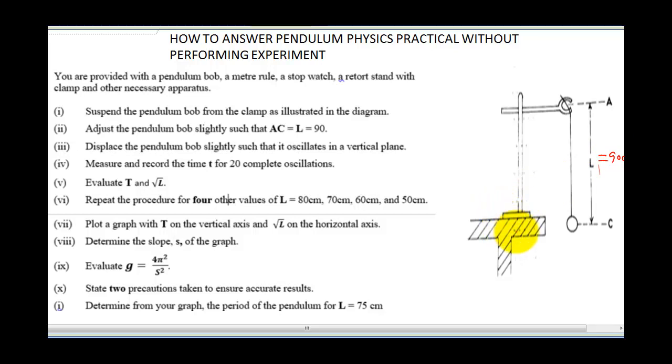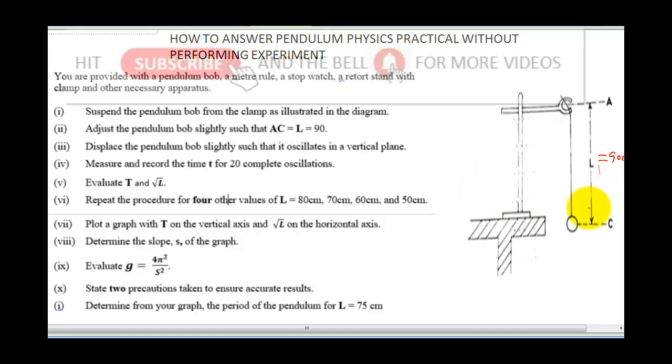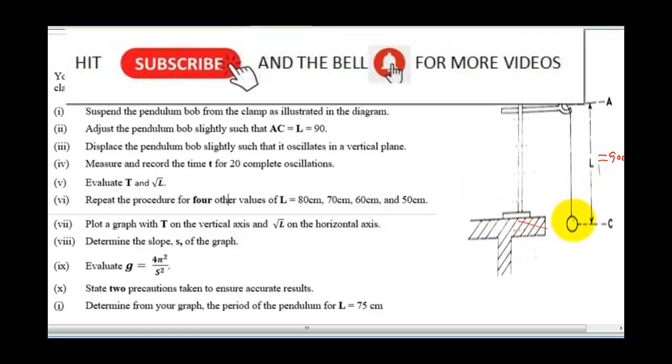What it means is: suspend the bob, then displace the pendulum bob slightly such that it oscillates in a vertical plane. As the bob swings like this, you count 20 oscillations. As it goes front and comes back, that's one oscillation. It goes front and comes back, that's two oscillations. You have to count up to 20. So it says measure and record the time for 20 complete oscillations.